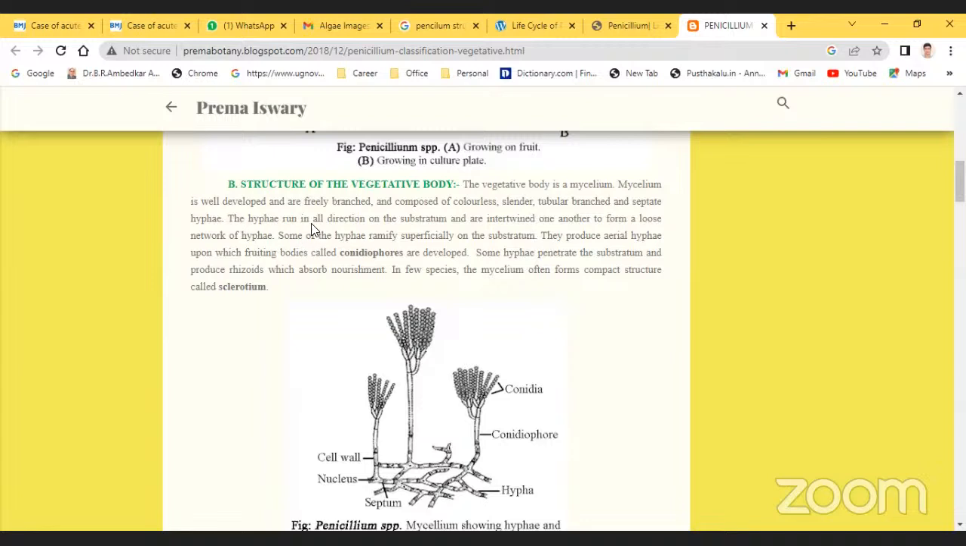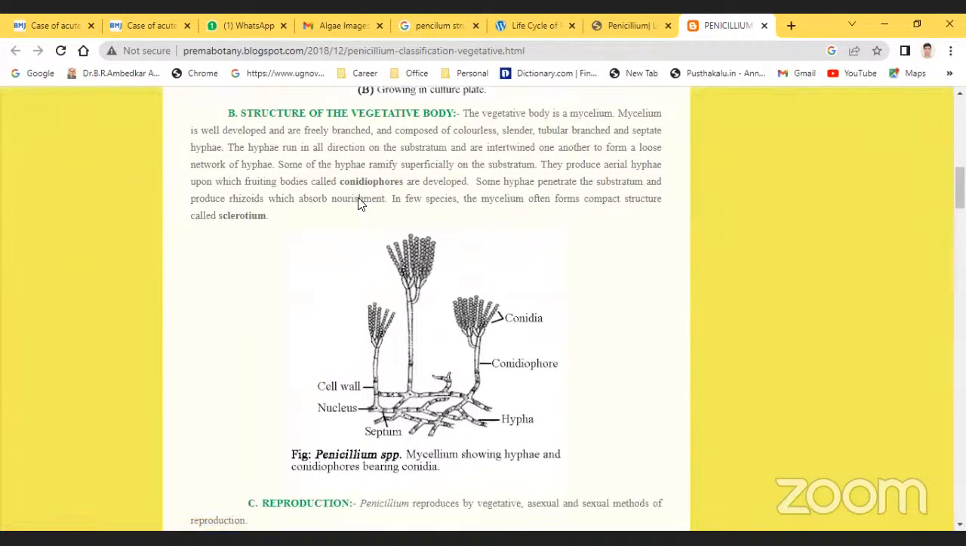So the hyphae run in all directions on the substratum and intervene one another to form a loose network of hyphae. Some of the hyphae ramify superficially on the substratum. They produce aerial hyphae upon which fruiting bodies called conidiophores are developed. Some hyphae penetrate the substratum and produce the rhizoids, which absorb the nourishment. Nourishment is the nutrition. In a few species, the mycelium often forms a compact structure called sclerotium.